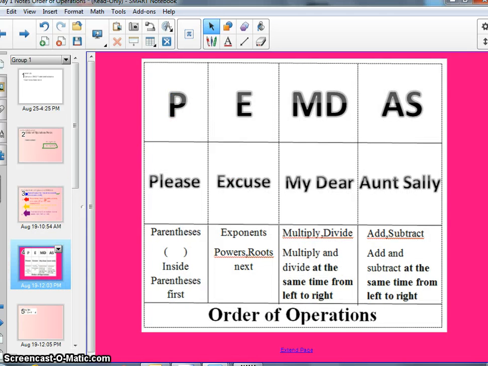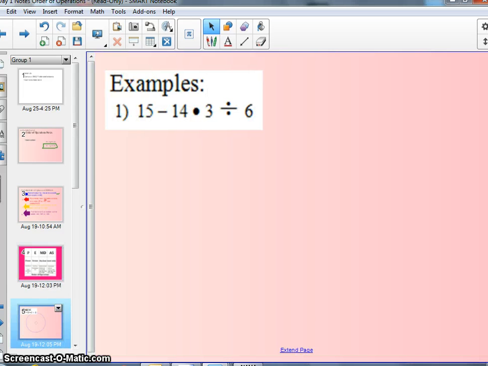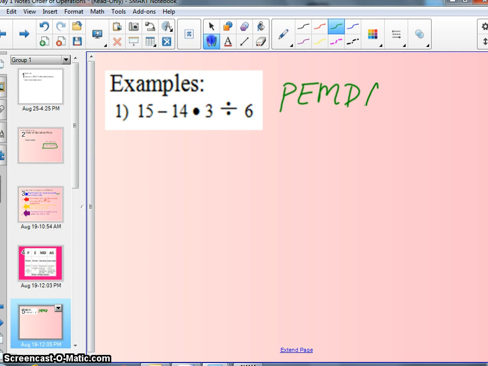All right, in class we created our PEMDAS foldable into our OMG folder. And then we worked through some examples together. So on this first example, using our PEMDAS rules, first, I look for any parentheses. I don't see any. No exponents. So then let's look for multiplication. So here, I have some multiplication here, and then I have some division here. Remember, we do multiplication and division from left to right.